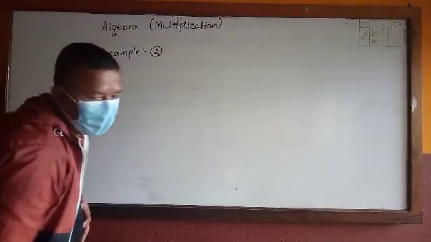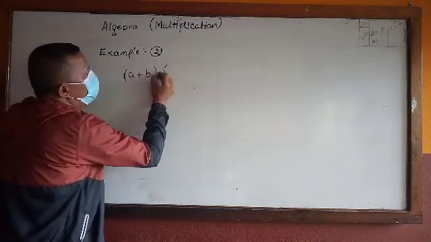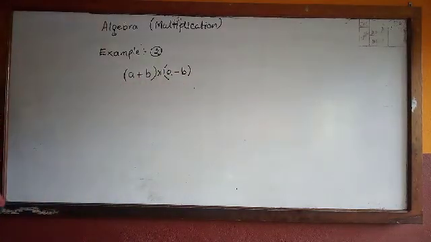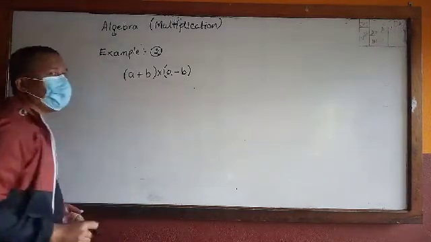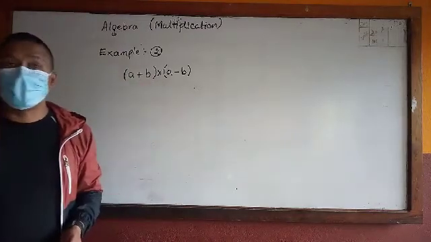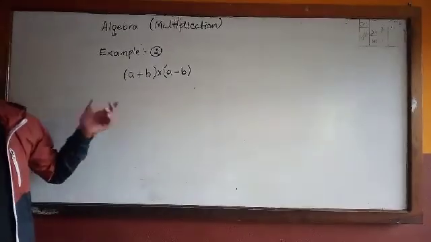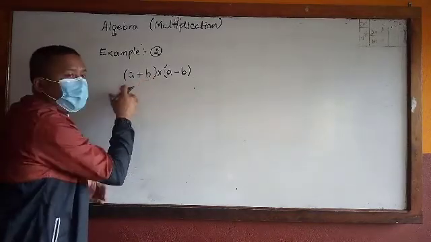Example number 2, in which there is a plus b into a minus b. Don't be confused. Wherever you feel confusion, you just stand up and ask me a question. Here in this case, all the terms are inside the bracket. You have to break one of the terms of the bracket. Like a plus b is here, we will break this into 2 halves.